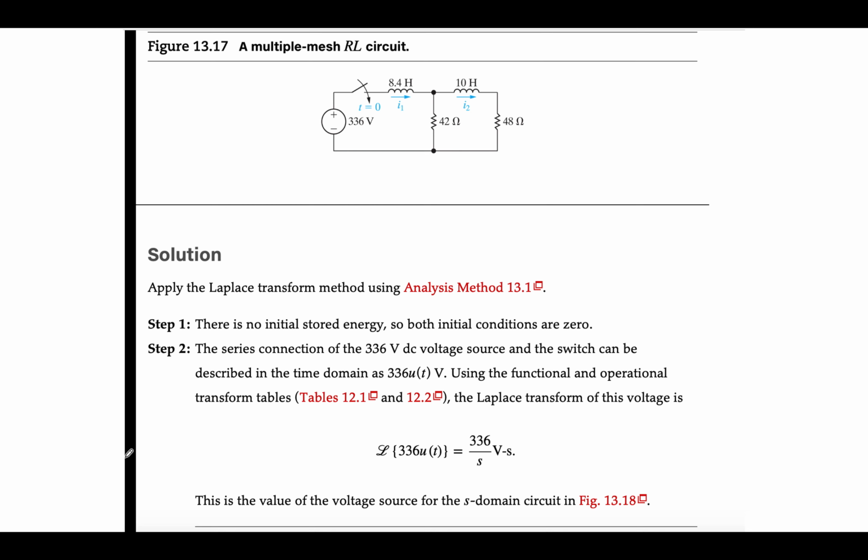So in this circuit, there's no initial stored energy. Both initial conditions are 0. And then the switch closes and this voltage source is applied to the circuit. So we're going to obviously transform the currents I1 and I2. We're going to transform the inductors to impedances sL. And this voltage source is going to go to 336 over s. So here's the voltage source. Since there was a switch, we put a u(t) in there to define it in the time domain.